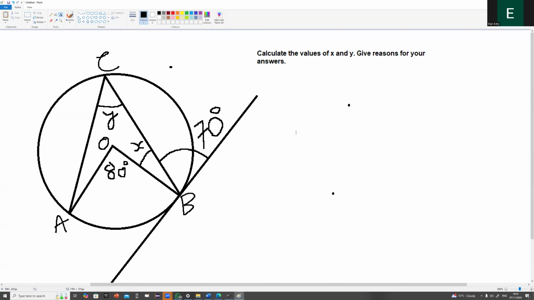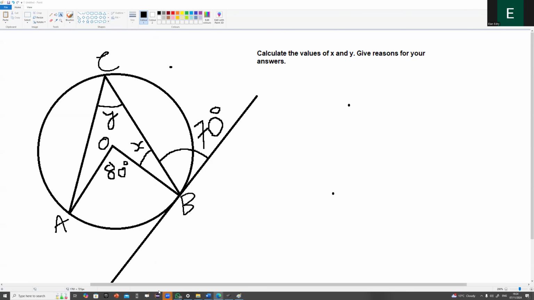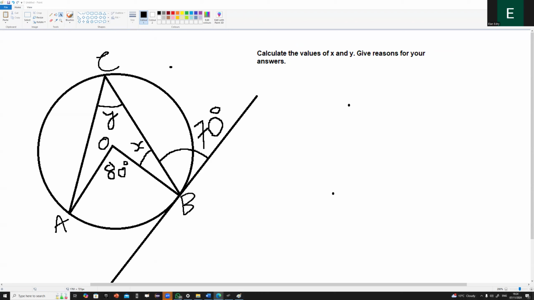Let me know if you finish it, and I'll put an extension one in the chat, and then we'll do some of the past paper ones again. Sorry, let me get this off the screen. There we go. Okay, I'll put an extension one in if you will. That's great.